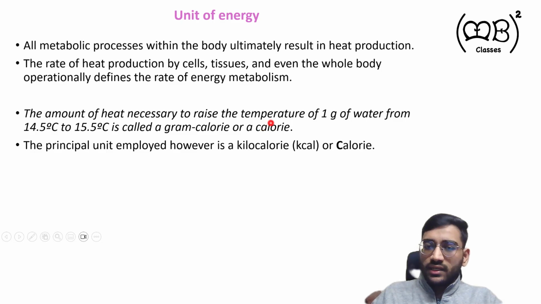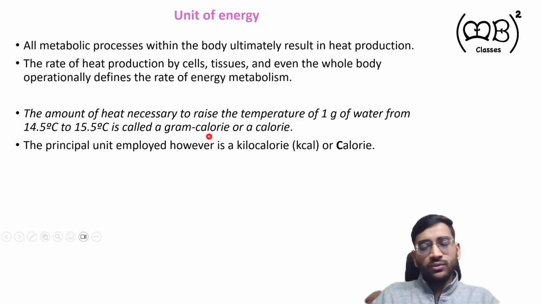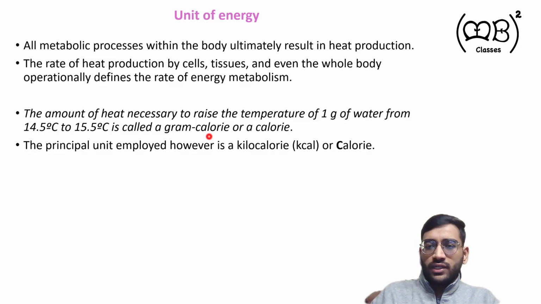A gram calorie is denoted as a small c, while the principal unit which we utilize in physiology or everyday life is the calorie with a capital C. The calories which you count for your food intake or whenever you are dieting are capital C calories, which is equal to 1000 gram calories. So this is the amount of heat. This is the standard unit for energy.